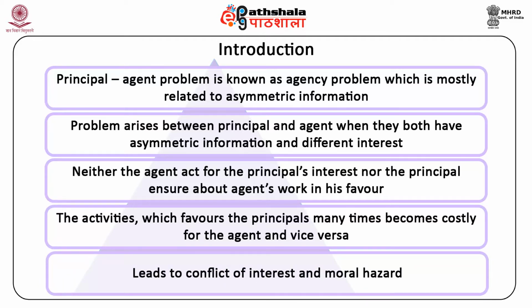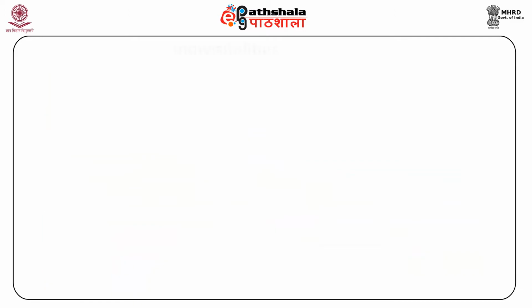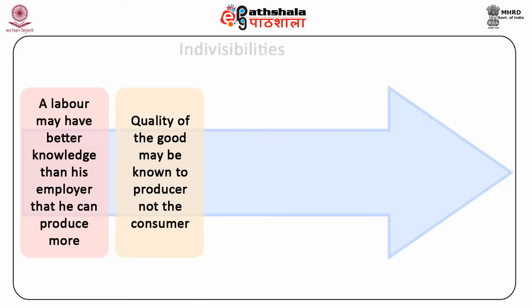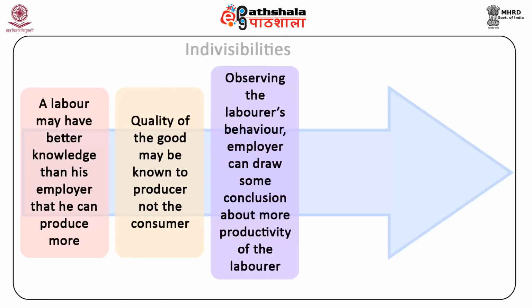Due to asymmetric information, economic agents face uneven distribution of information. That is, the information which is known to one economic agent is unknown to other economic agent. For instance, in a firm, a laborer may have better knowledge than his employer that he can produce more. Similarly, quality of the good may be known to the producer, not the consumer.